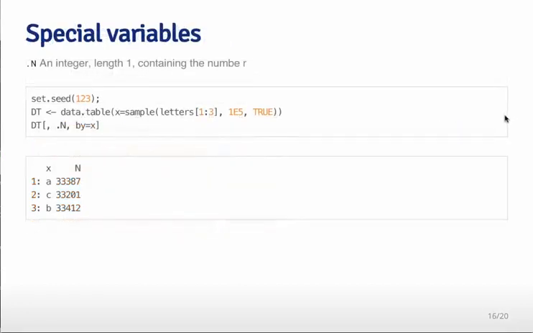There are some special variables in data table that allow you to do some things really fast. So one is .N. It's an integer, length 1, containing the number of times that a particular group appears.